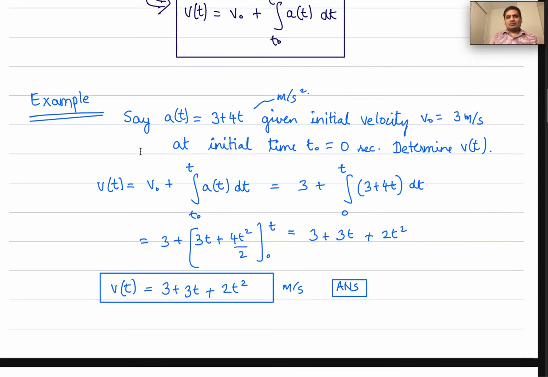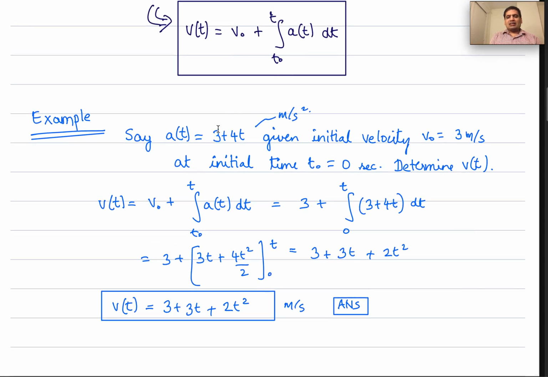Let's look at a very simple example. Say acceleration equals 3 plus 4t, okay? So that's how it depends on time. What does this equation mean? It means that the acceleration is initially 3 meters per second square, and then increases linearly with time. So acceleration keeps increasing, okay? And you're given the initial velocity, v naught equals 3 meters per second. Initial time, t naught equal to 0. And you're asked to determine v of t, namely the velocity as a function of time.